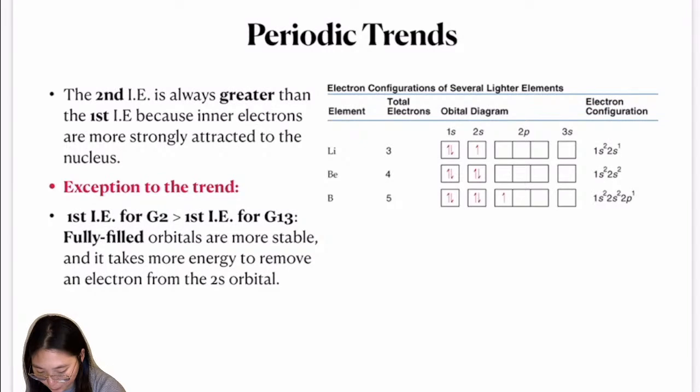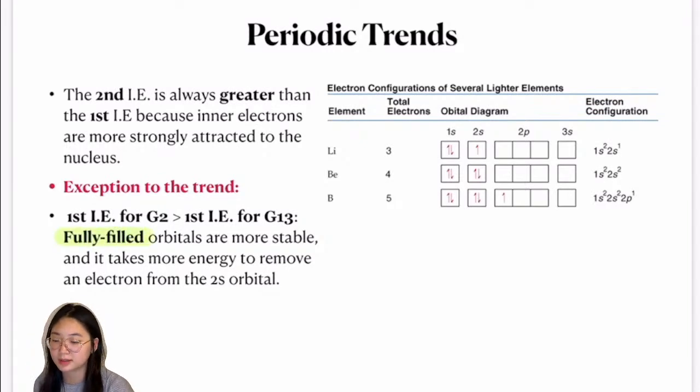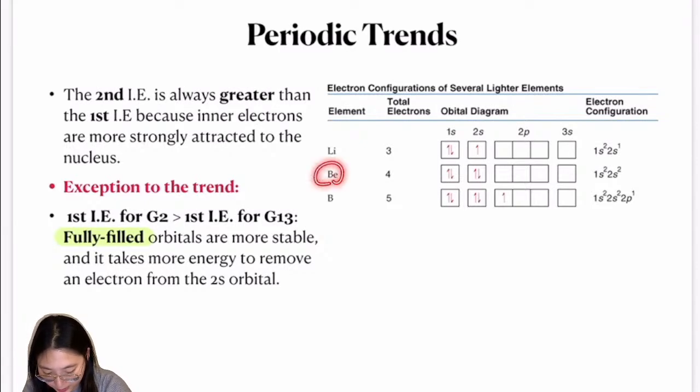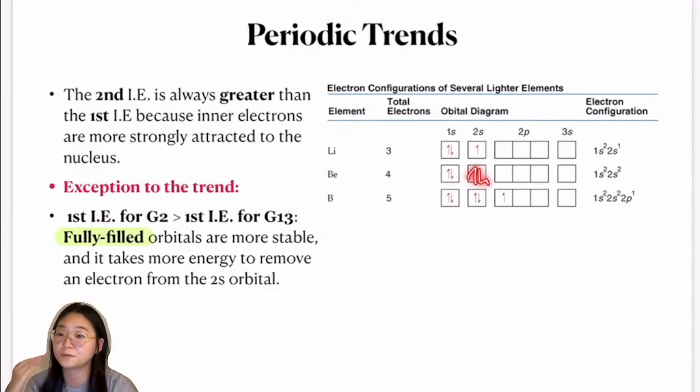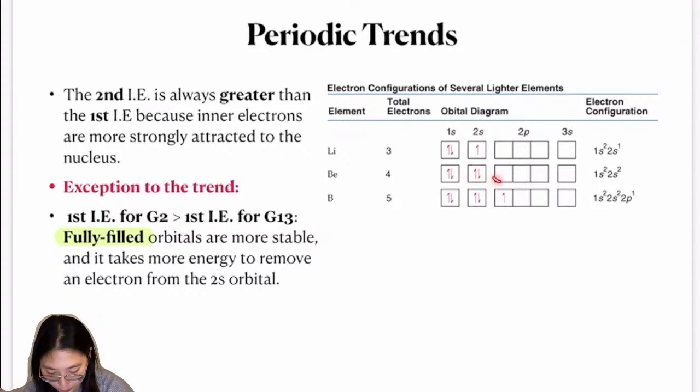Because of the fully filled orbitals, the atoms in the second column are considered very, very, very stable, such as lithium, such as beryllium. Beryllium has 2 valence electrons, which all occupy the 2s orbital. The 2s orbital is fully filled. Even though 2p is not fully filled, one of the sublevels is fully filled. So this is considered really stable.